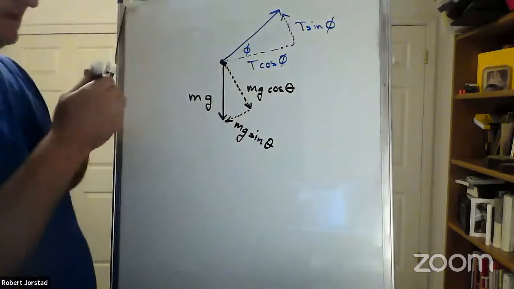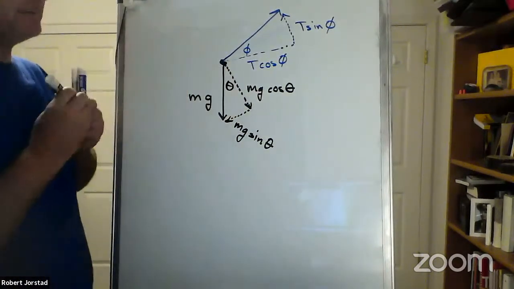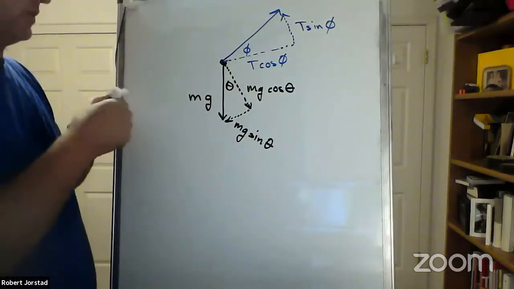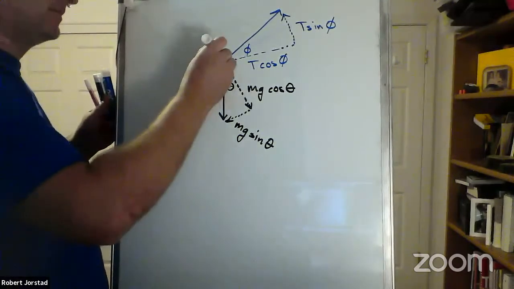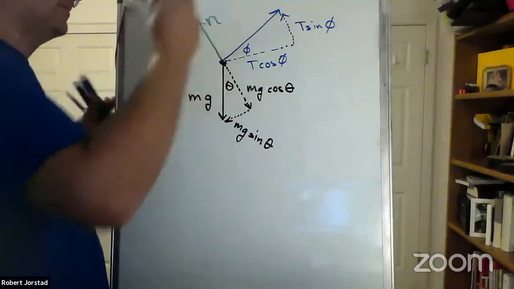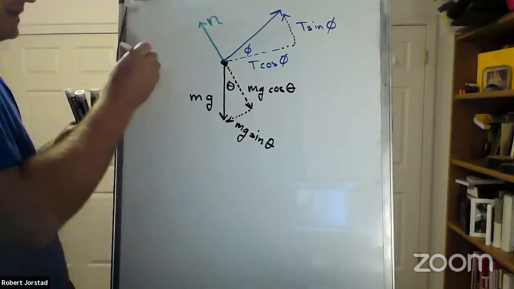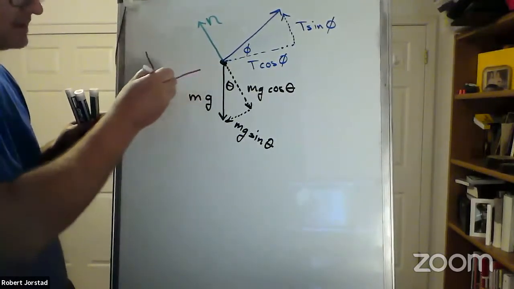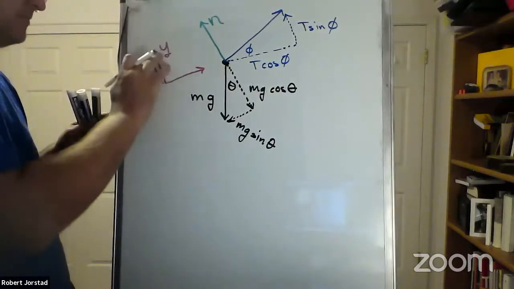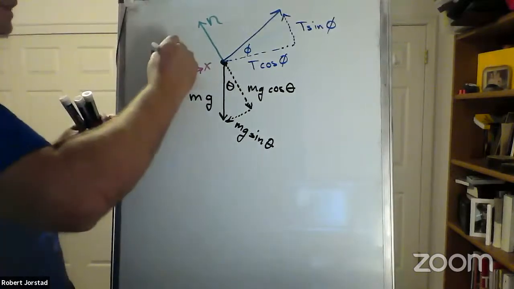This angle was phi. We discovered that this angle was theta. And the normal force pointed this way. This figure is not to scale, but it didn't really matter. We could say that this direction is the x direction, and this direction is the y direction. And we said that acceleration was 0.